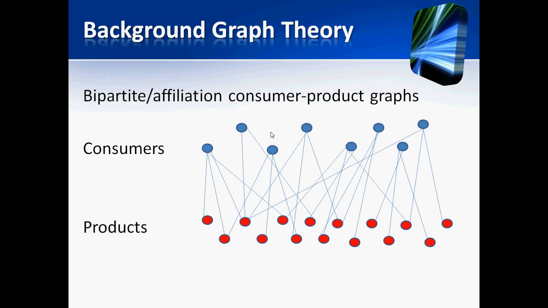It has two parts. The consumers are the blue nodes, the products are the red nodes here, and the lines that go between the blue and the red nodes are the products they've purchased. And those are pretty much the properties of a bipartite consumer product graph.